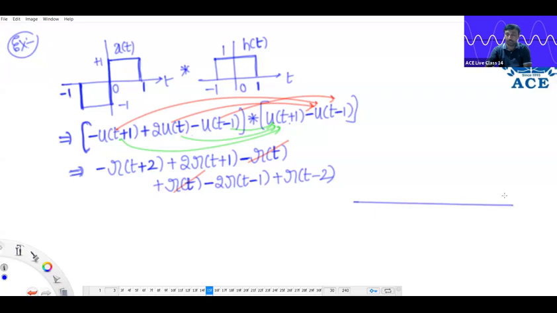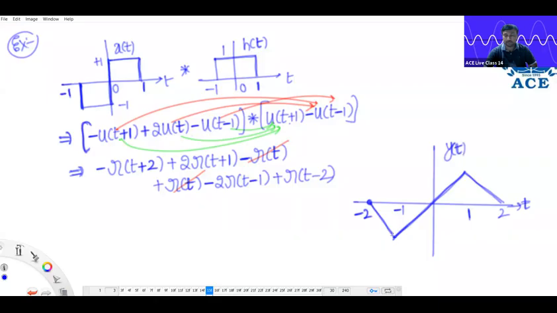When you try to draw the output, r(t+2) means a ramp function starts at -2 having negative slope. At -1 it is raised by 2 units. Like that, the resultant graph is obtained. We just have to add the ramp functions for different intervals. That is the resultant graph.